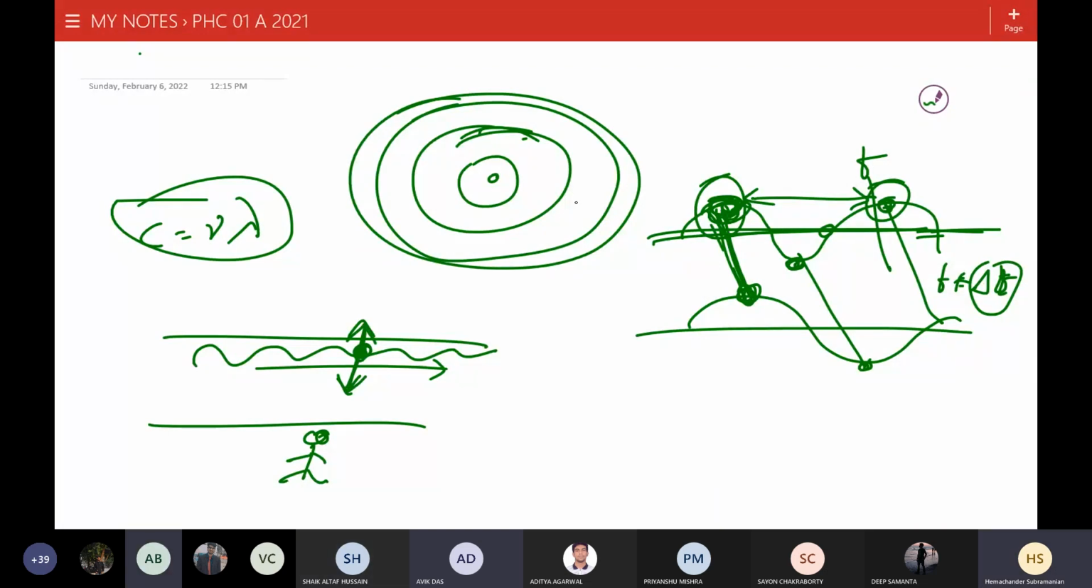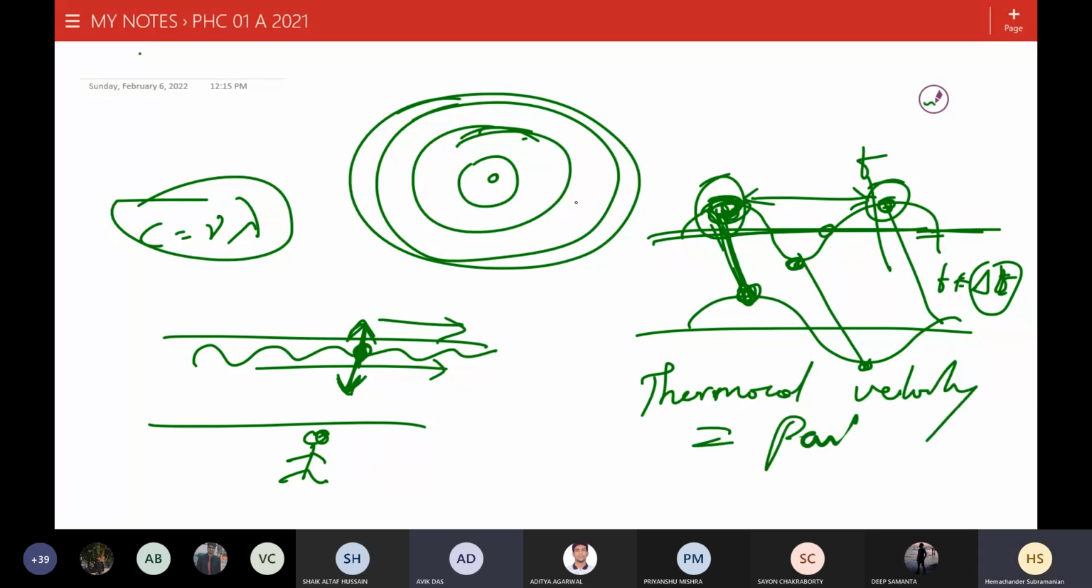No, sir, the thermocol is moving up and down. No, it's not the same, because the thermocol is not moving in this direction. The thermocol is moving in the perpendicular direction. So the thermocol velocity is a particle velocity. It's a good point, but it is a particle velocity. It is not the wave velocity. It is the particles that form the substrate for the wave to move through. Those particles are moving as well, and that is the particle velocity.